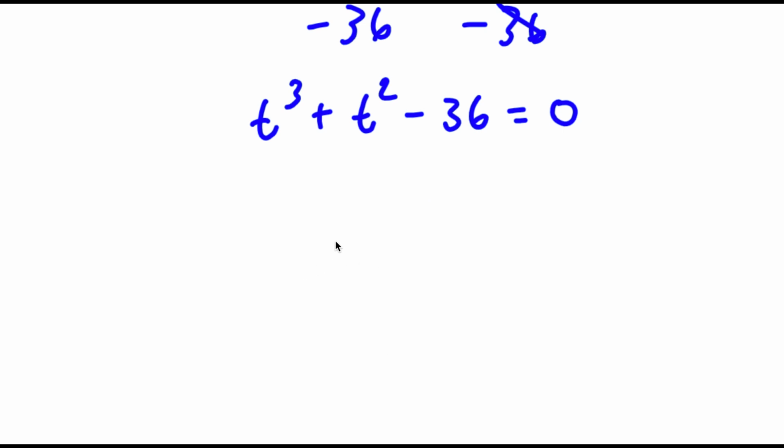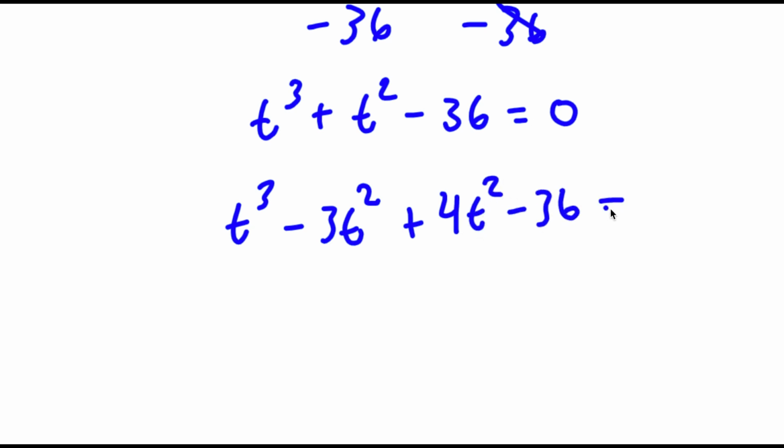So now that we have that value, we can find the rest of the values. So what I'm going to do is, from here, I'm going to rewrite this as t to the power of 3 minus 3t squared plus 4t squared minus 36 is equal to 0.